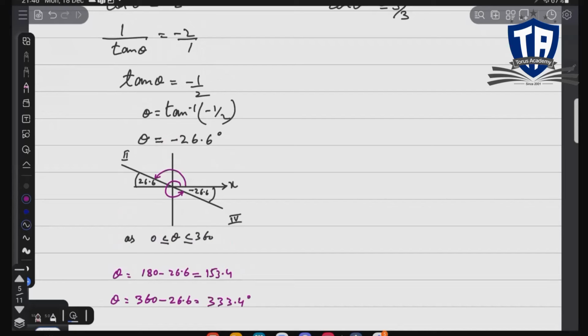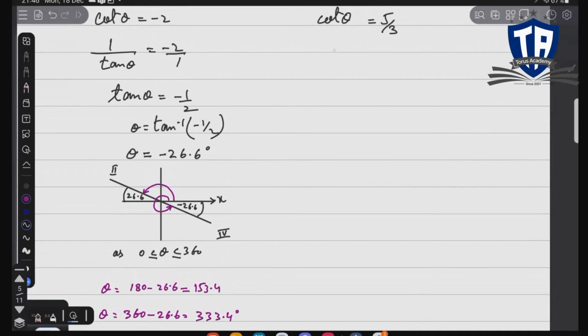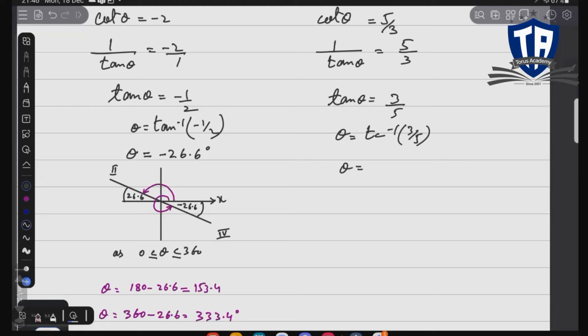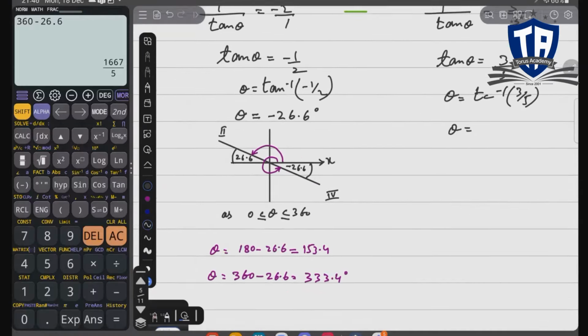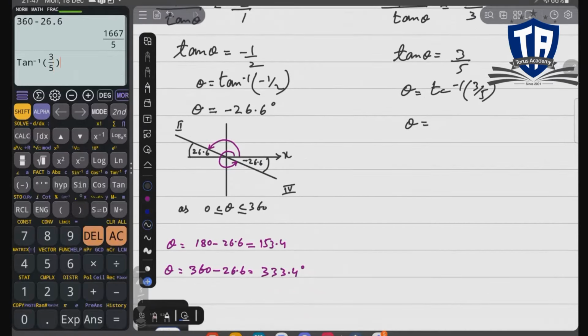Now we'll find the other values. Cot would be written in the form of tan of an angle theta, which is equal to 5 by 3. When you flip the fraction, it becomes 3 over 5. As we are looking for the angle, by using the calculator, we'll get one of the answers. The answer is 30.96, which is equal to 31 degrees.